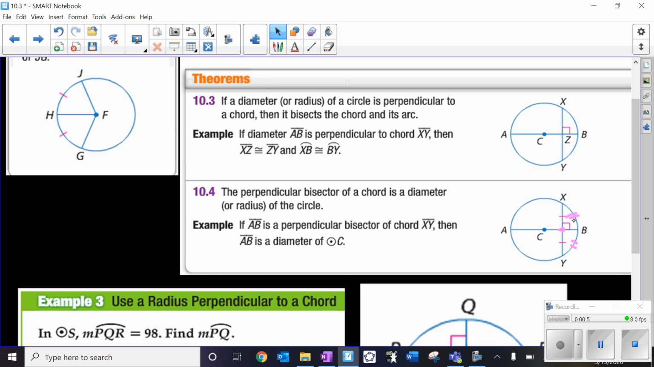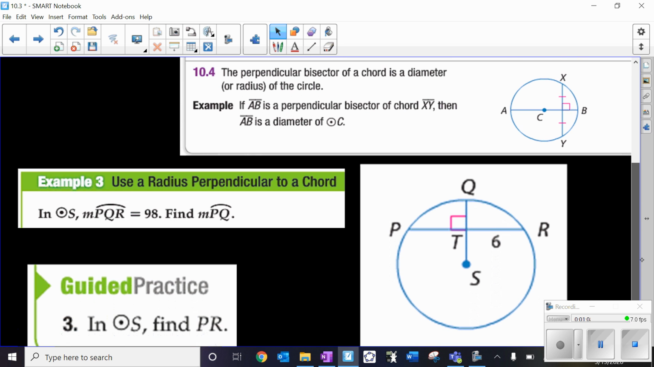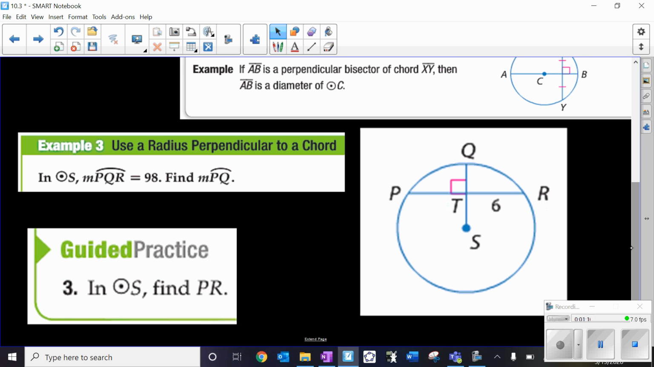Okay? But again, the only way that this works is it has to cross at the perpendicular. As soon as it doesn't, then they're not equal anymore. One side will be bigger than another. So scrolling down, a couple examples that go off of this.